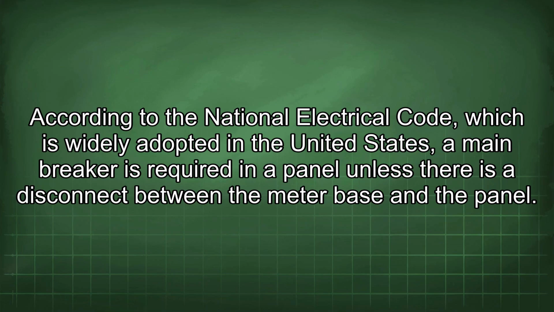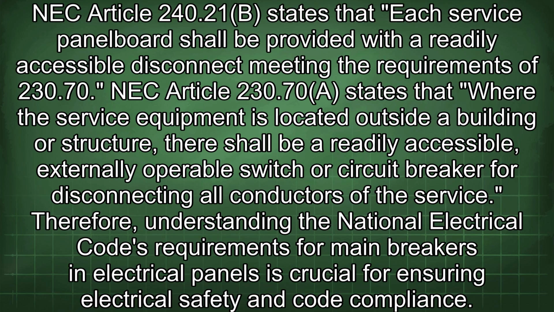According to the National Electrical Code, which is widely adopted in the United States, a main breaker is required in a panel unless there is a disconnect between the meter base and the panel. NEC Article 240.21(B) states that each service panel board shall be provided with a readily accessible disconnect meeting the requirements of 230.70.